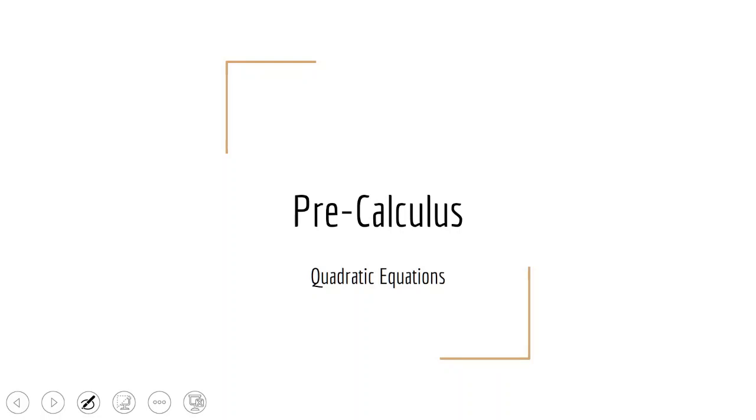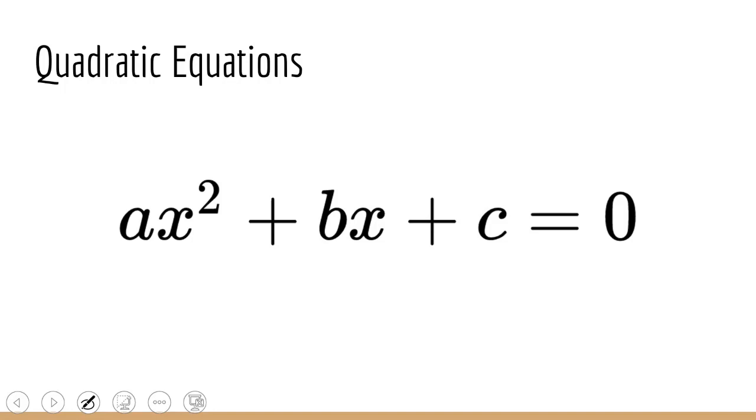In this video, we'll go through a common type of equation, quadratics. So a quadratic is an equation in this form: ax squared plus bx plus c is equal to 0. X is our variable, while a, b, and c are numbers. Note that a cannot be equal to 0.